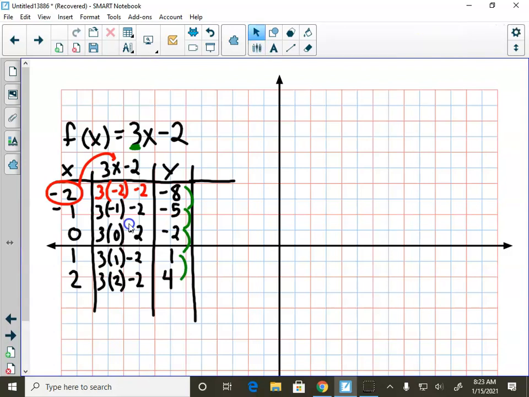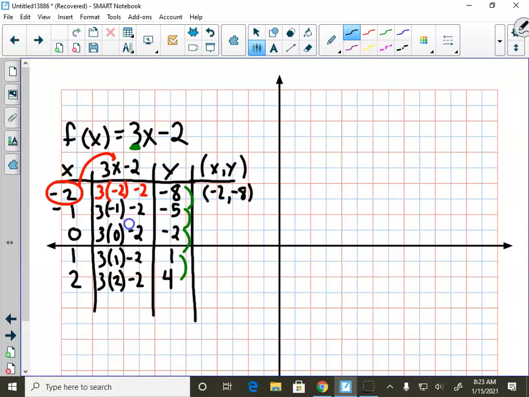Now, you'll notice I put this extra column on here. You're probably wondering why I did that. That extra column is just going to be for the coordinates. So for this column, for the first value, we're going to have negative 2, negative 8. Then negative 1, negative 5. Then 0, negative 2. Then 1, 1. And then we'll finally have 2, 4. Okay, so those are the values that we're going to be plotting on the graph. And right now I'm just going to put these over here out of the way.